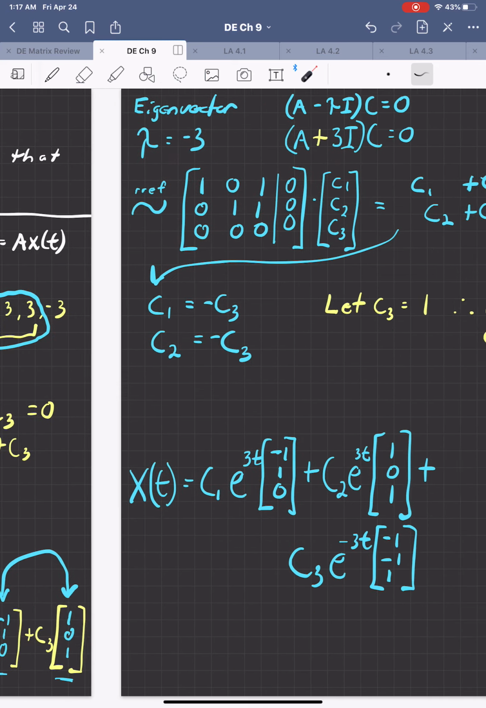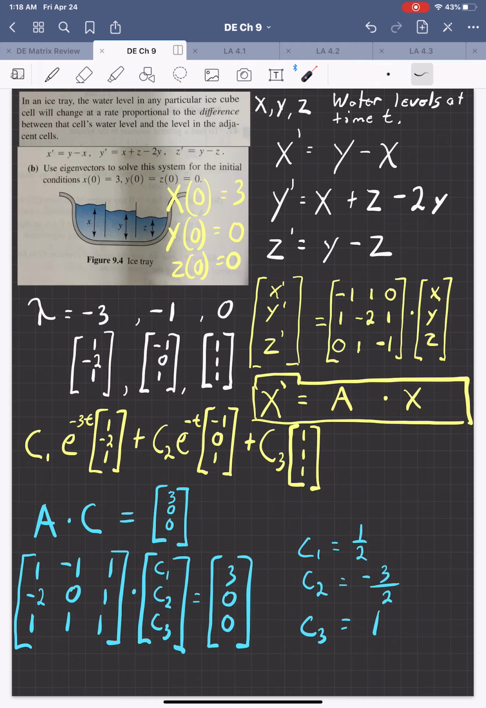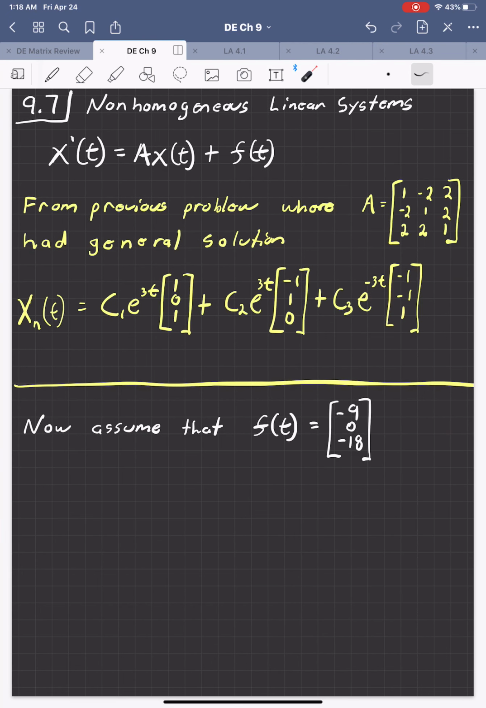And the last bit of material, which we'll take a break and then come back to, is going to be to study non-homogeneous linear systems. So how do we deal with this f of t, this function of t, when it's not equal to 0, the non-homogeneous case? And that's what we'll do when we get back.